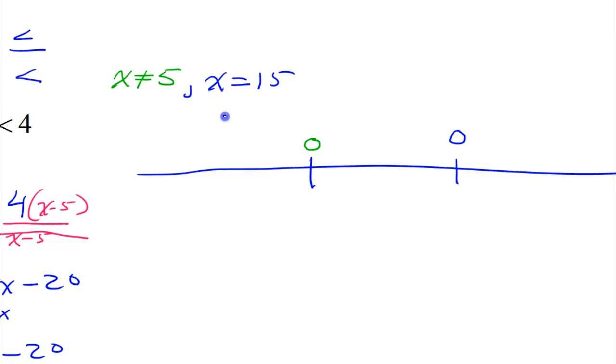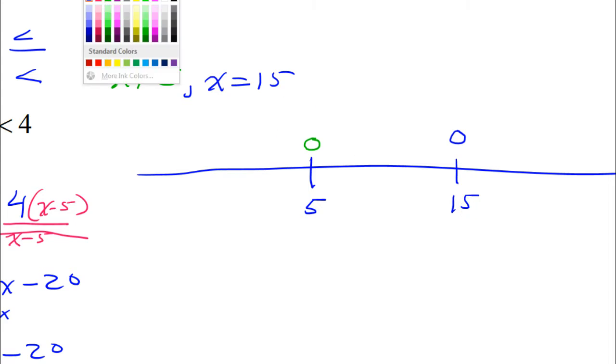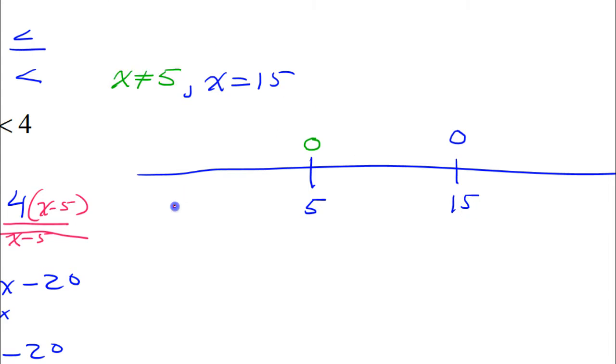Okay, so I guess I should put the values down. So this is 5 and this is 15. So now we do our test values. So over here I'm going to do 4. And in between here, between 5 and 15, I'm just going to use, let's say, 10. And over here, I will do 16. All right, so I'm going to check those values.